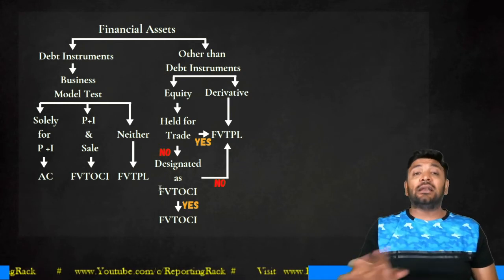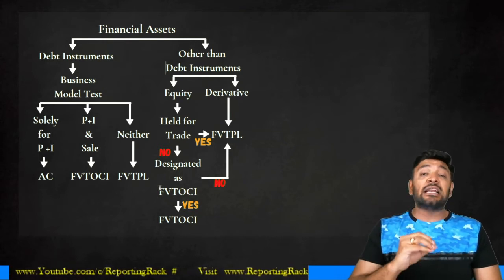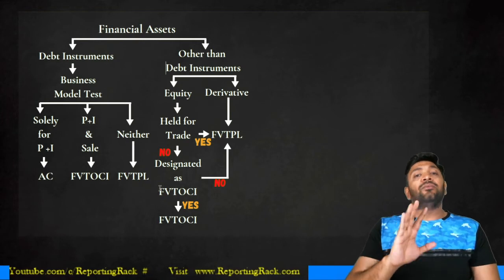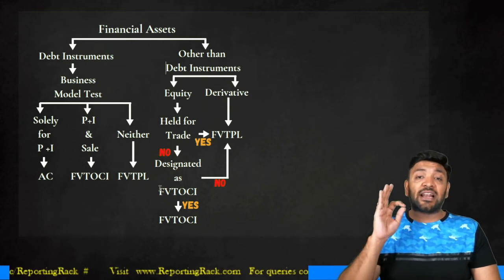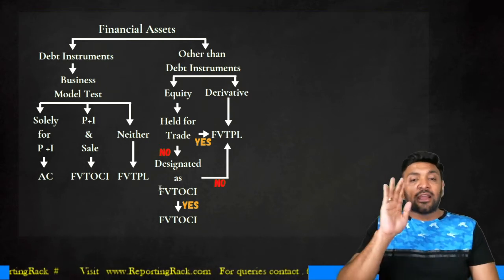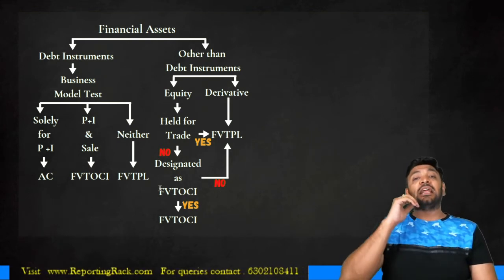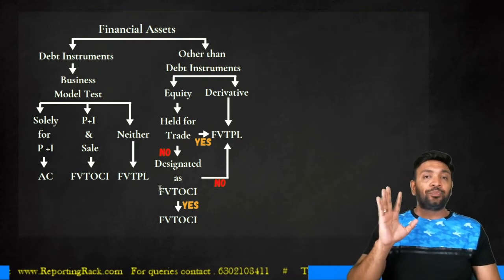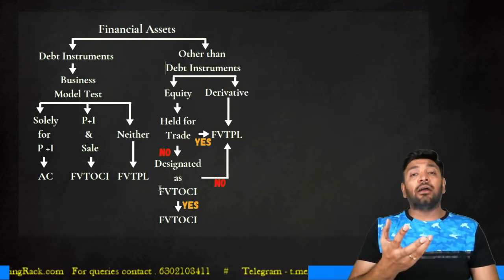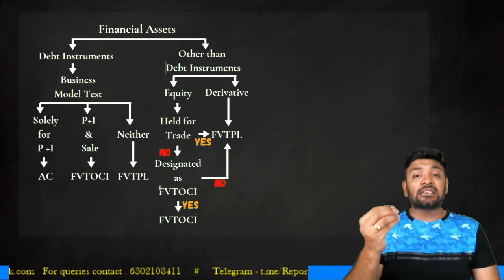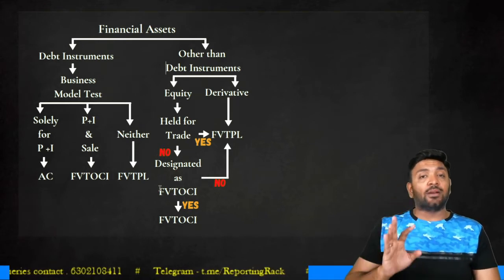What if the instrument has no such intention at all? My intention is neither to hold it till maturity, nor to hold it initially for principal and interest and subsequently to sell. That means I have an intention to sell the instrument right up front. In such a situation, I'll classify it as FVTPL. Instead of applying all these three classifications, at the inception itself the management can irrevocably designate a debt instrument as FVTPL. Without applying a business model test, I have an option to designate it as FVTPL at the inception itself. These are the three possible classifications for a debt instrument.